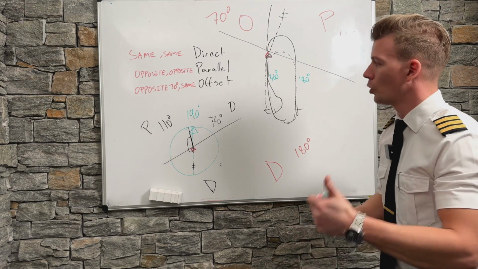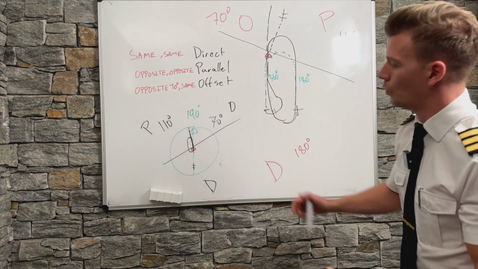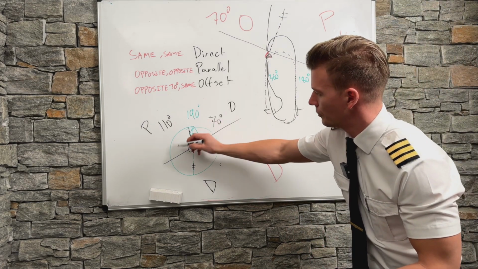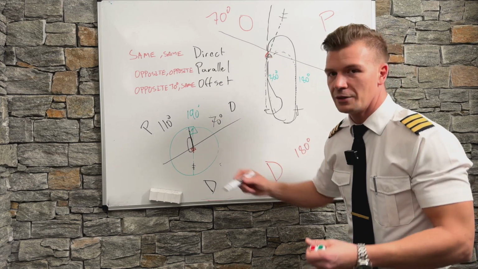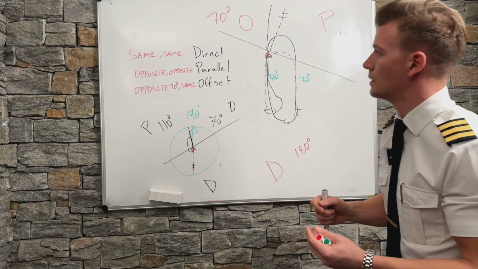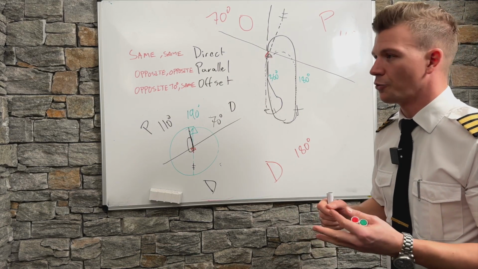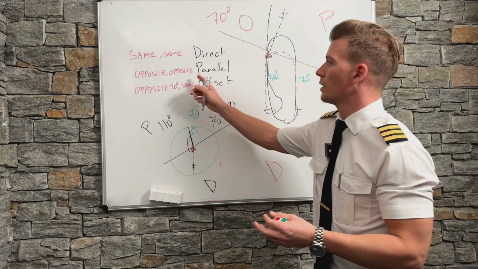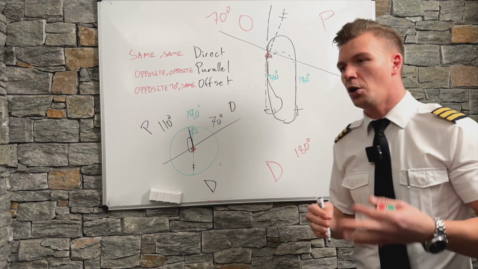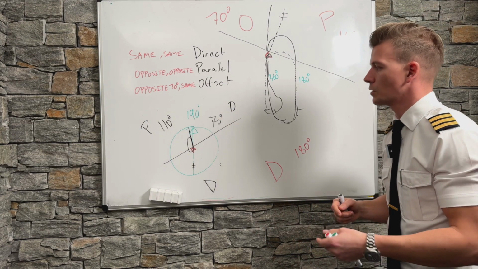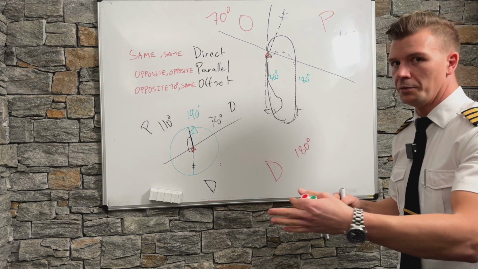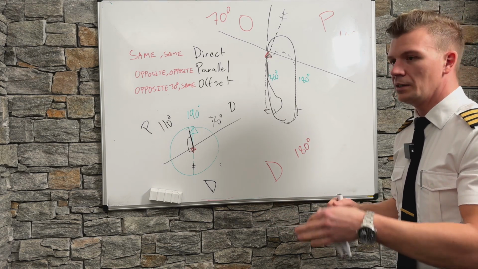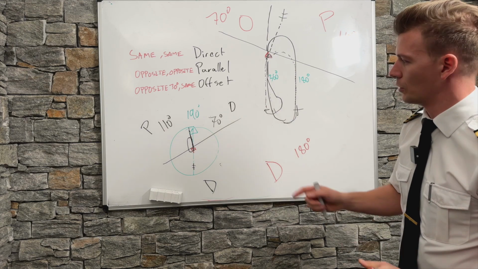Step number 1, locate the radial within the different sectors, and the sector it falls within decides the entry you're gonna perform. And then you just need to know this by heart, that if you're doing a parallel, it's gonna be opposite, opposite. So in this case, it's gonna be left, left. Left to radial heading, 1 minute, and then after 1 minute, left again to intercept the inbound course.